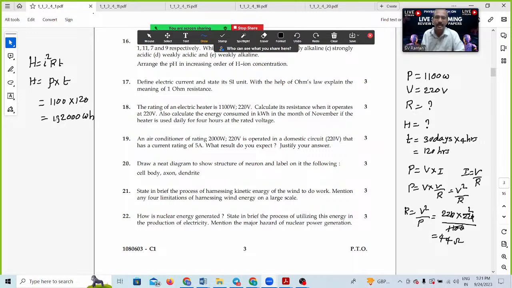Watt hours. So 132,000 watt hours, we can write 132 kilowatt hour is the heat energy. So this is for 3 marks.